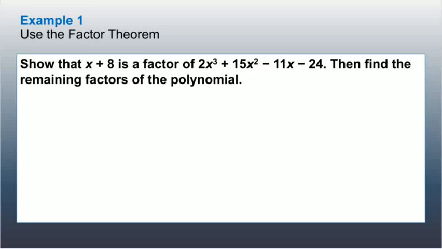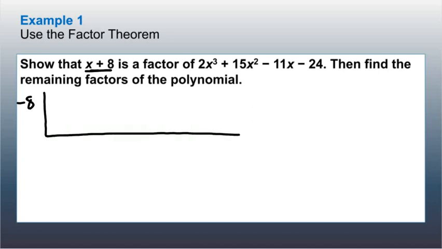For our first example, show that x plus 8 is a factor of 2x cubed plus 15x squared minus 11x minus 24. Then find the remaining factors of the polynomial. So we can use synthetic division here. I'm going to use negative 8 here because that makes it equal to 0. And then I have 2, 15, negative 11, and negative 24.